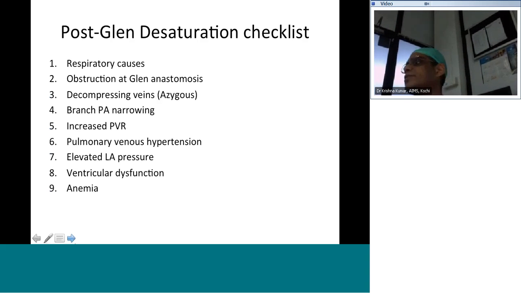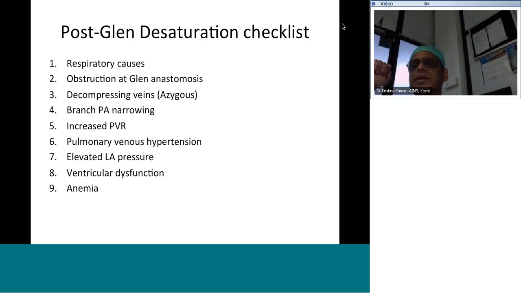For example, if you ask me why does anemia produce desaturation after Glenn, can you answer that question? Someone said collaterals. Collaterals usually do not produce it, maybe venous collaterals, but not arterial collaterals. So, how can anemia produce desaturation in a Glenn circuit? How can ventricular dysfunction produce it? How can reduction in systemic cardiac output produce desaturation in Glenn? Have you thought of it?